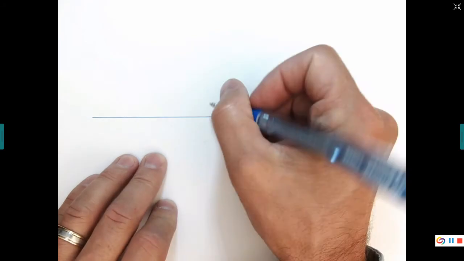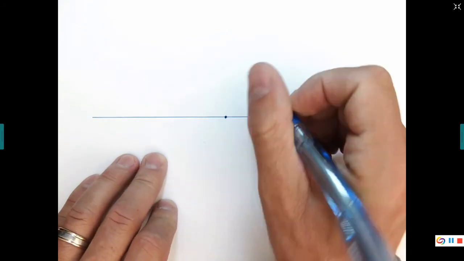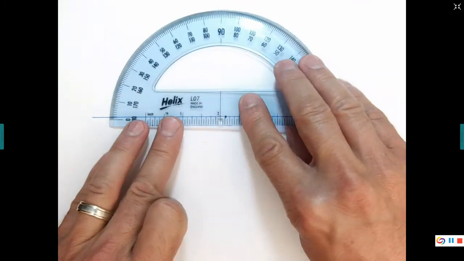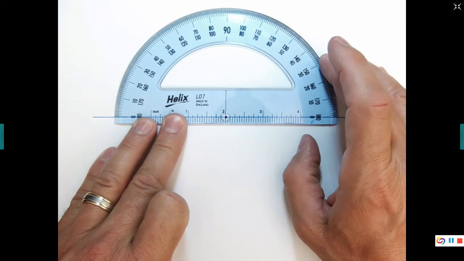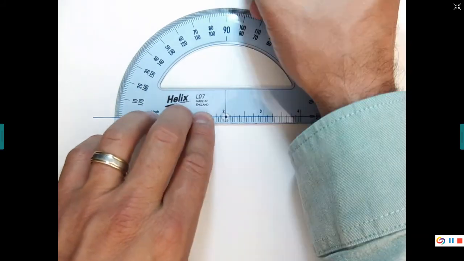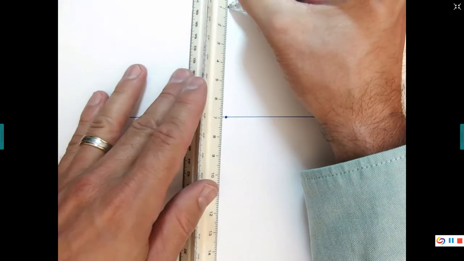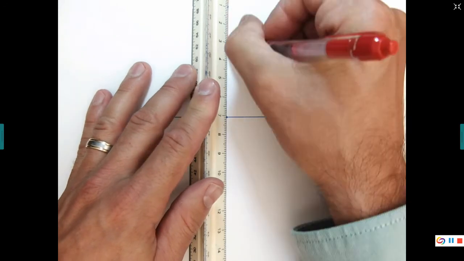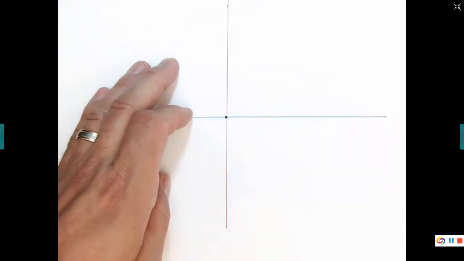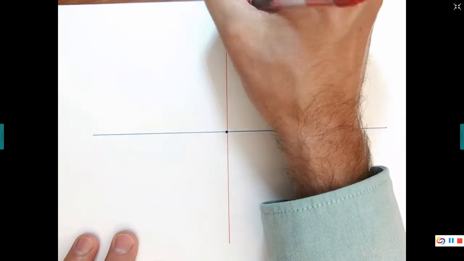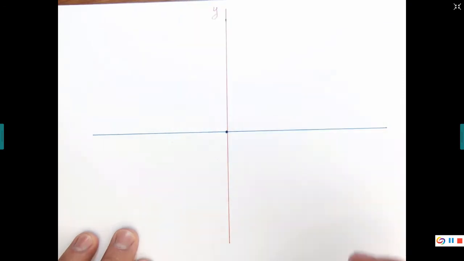Actually, let me do this. I want it to look pretty nice, and we do have that protractor. So I'll mark it off to make sure that that y-axis is perpendicular. I'll do this with the protractor instead of the Euclidean tools where I could construct this perpendicular line. There we go. Now I have a y-axis and an x-axis.